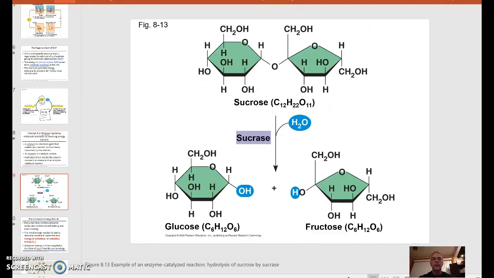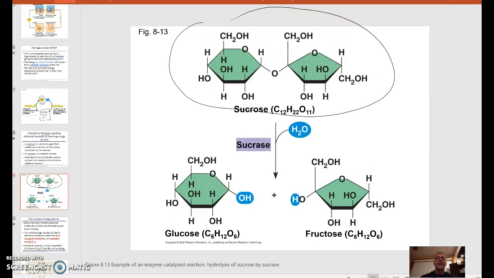If we look at this example right here, we have the disaccharide sucrose, and this alone can spontaneously break down into the two monosaccharides that make it up. But it doesn't happen quickly because spontaneous doesn't mean fast. It might sit there for an extended period of time beyond what we could possibly wait for. But with the utilization of the enzyme sucrase, we're able to do a hydrolysis reaction and break that down into two different parts.